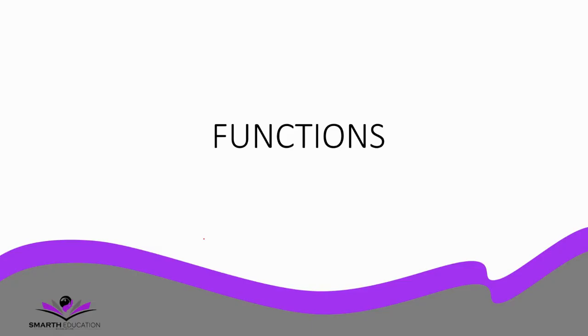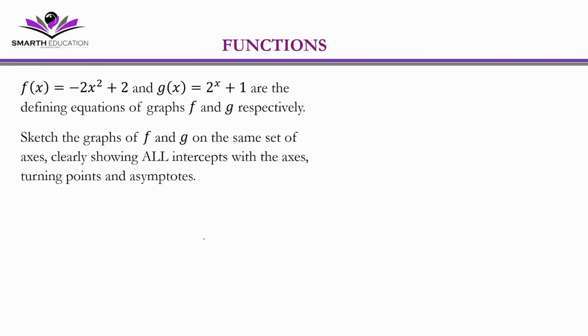Welcome back. Let's do question 1.2. Okay, we have our equations f of x and g of x. Right now we are required to sketch the graphs of f and g on the same set of axes, clearly showing all the intercepts with the axes, the turning points and the asymptotes.